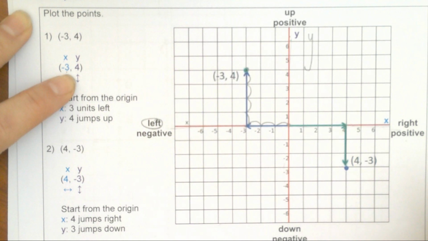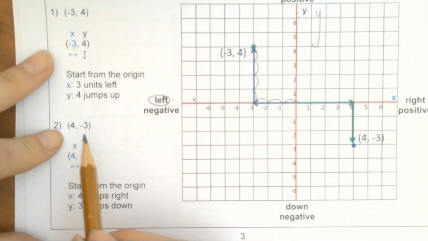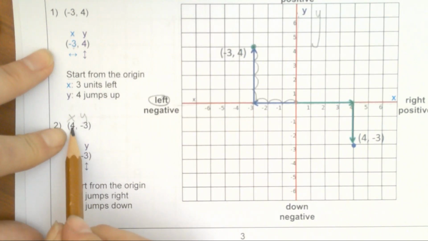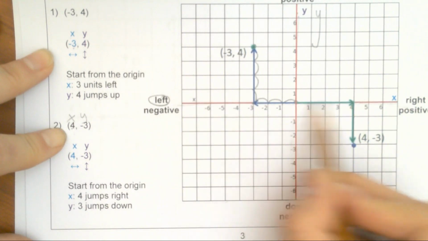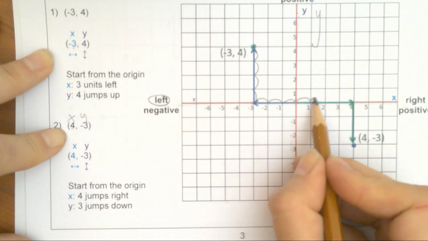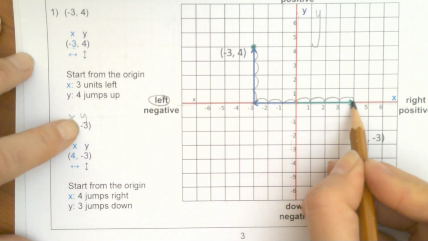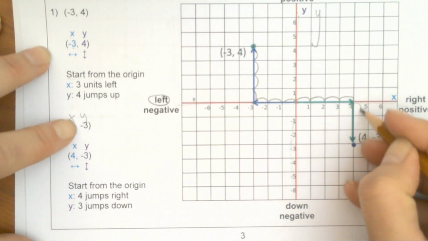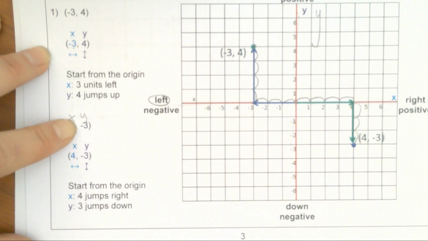Okay. So let's do another one. So plot the point. So this is x, this is y. X is +4, so on x I have to go 4 to the right because it's positive. 1, 2, 3, 4. And then here the y is a negative. Negative means go down, so I have to go down 3. 1, 2, 3. And then I put my coordinate there. Okay? Let's practice that.